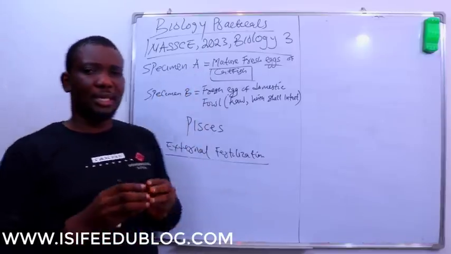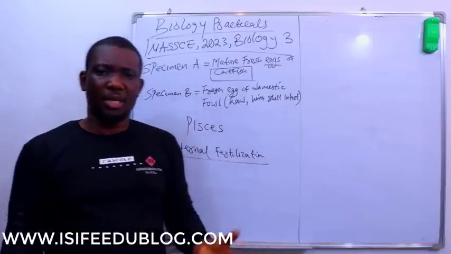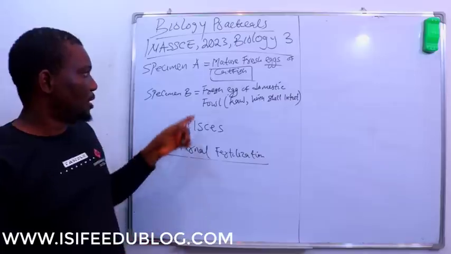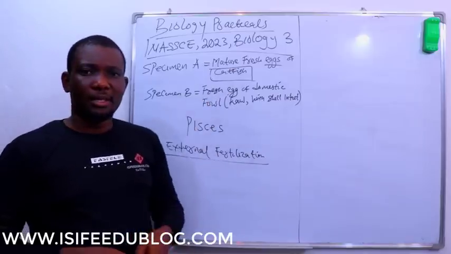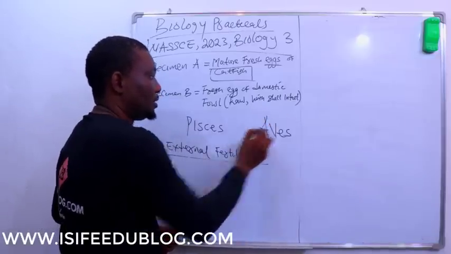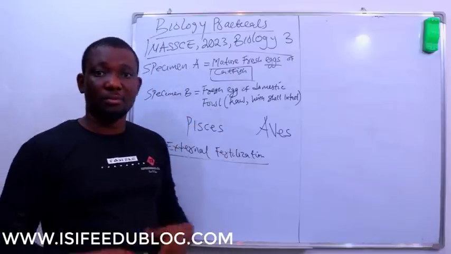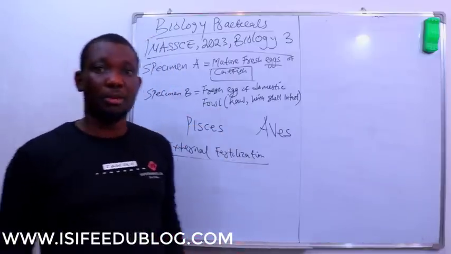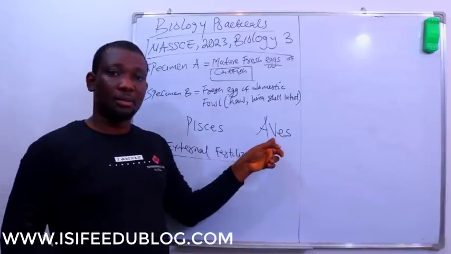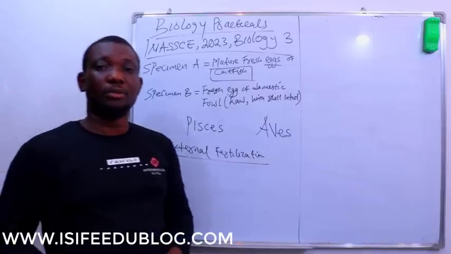But looking at the egg laid by fowl, since they mention fowl, they may ask me a simple question like this: give an example of a class of organism that produces this egg. What is the class of organisms that produce this egg? Aves. As an example, you cannot mention fowl. Other examples apart from fowl, you can mention pigeon, you can mention duck. These belong to this class called Aves. Aves are also vertebrates, that is, animals with backbone.